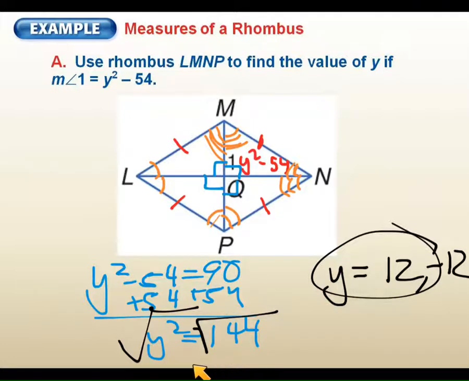When you take the square root of both sides, remember you usually have to write the plus or minus out in front, which means positive and negative. So in this case, it could equal 12 or negative 12. The reason it could equal negative is because this is just a variable. If it was a side length, it couldn't equal negative. But it's a variable, so y could equal 12 or negative 12. Once you square it, it becomes positive. Subtract 54, it becomes 90.